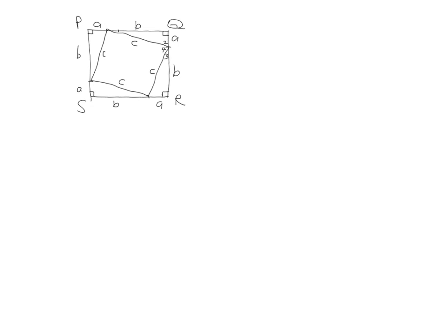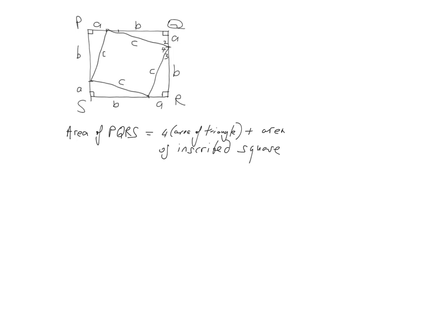So how are we going to work that out? We start off by making an equation, and it's often helpful just to make an equation in English like I've done here. So we literally say that the area of PQRS, which is the bigger square, is equal to 4 times the area of each triangle plus the area of the inscribed square.